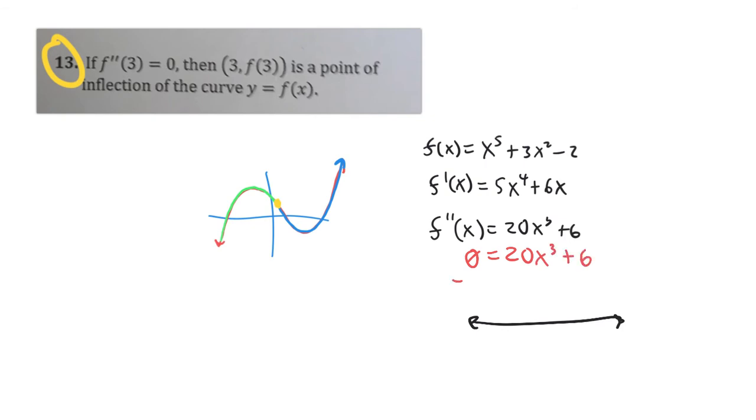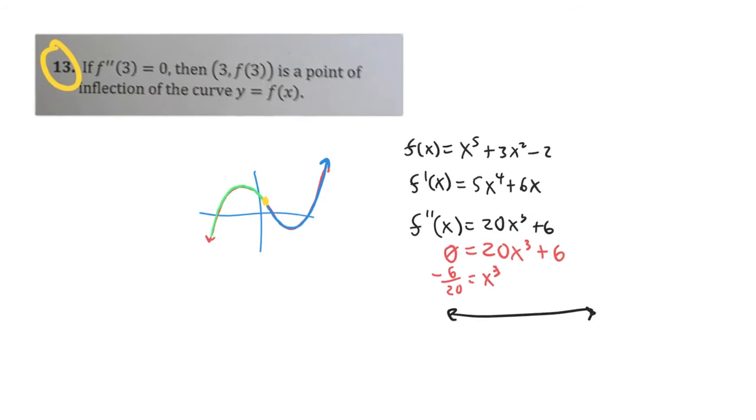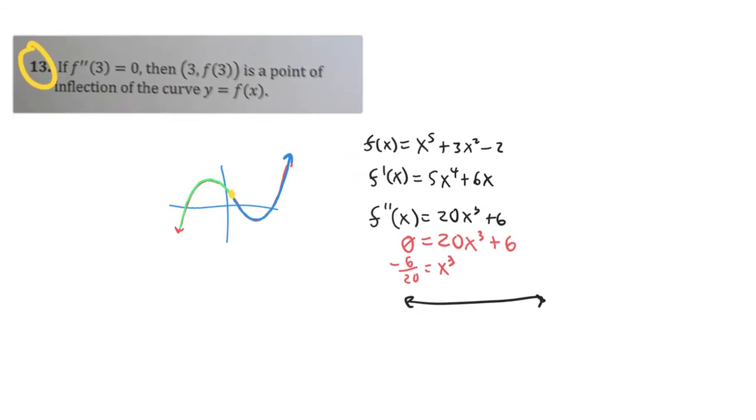And that would be negative 6 over 20 equals x cubed, right? So that would be a crazy number. That's what happens when I make up problems sometimes. So we're looking at literally the cube root of negative 3 over 10.